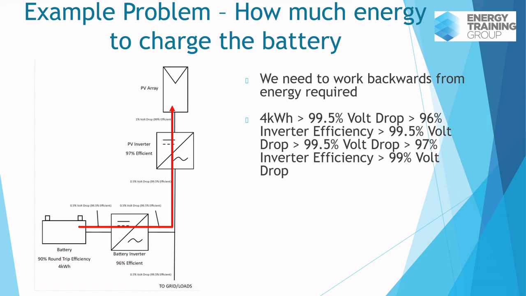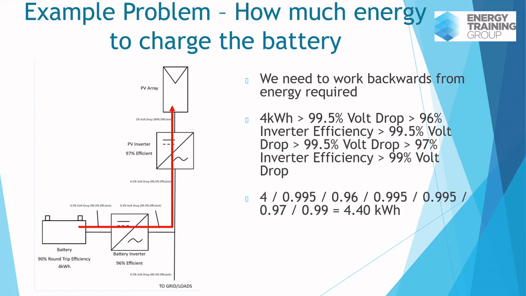We've got 99.5% volt drop on the DC cable. Our inverter is 96% efficient. Our next section of cable is 0.5% loss or 99.5% efficient. Another section at 99.5%. Then we move through our PV inverter at 97% efficient, and we've got 1% volt drop on the DC cable from the PV inverter to the array.